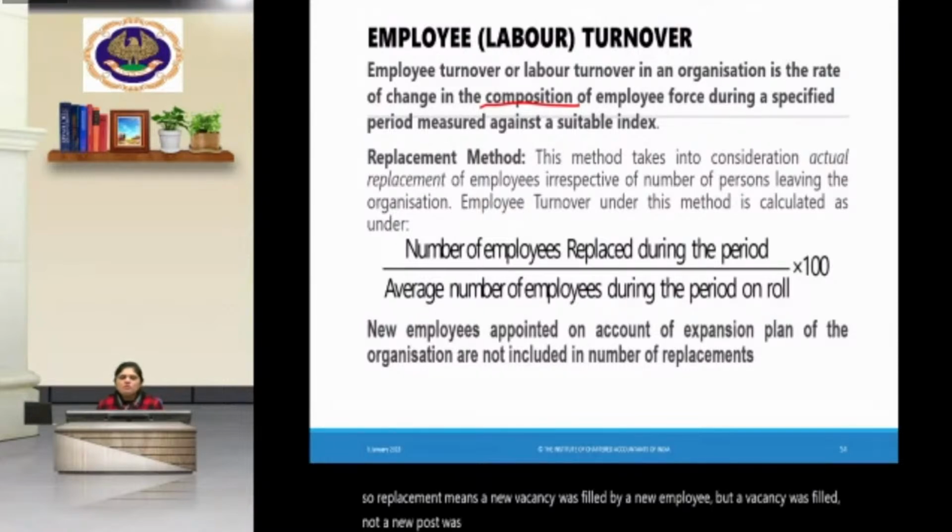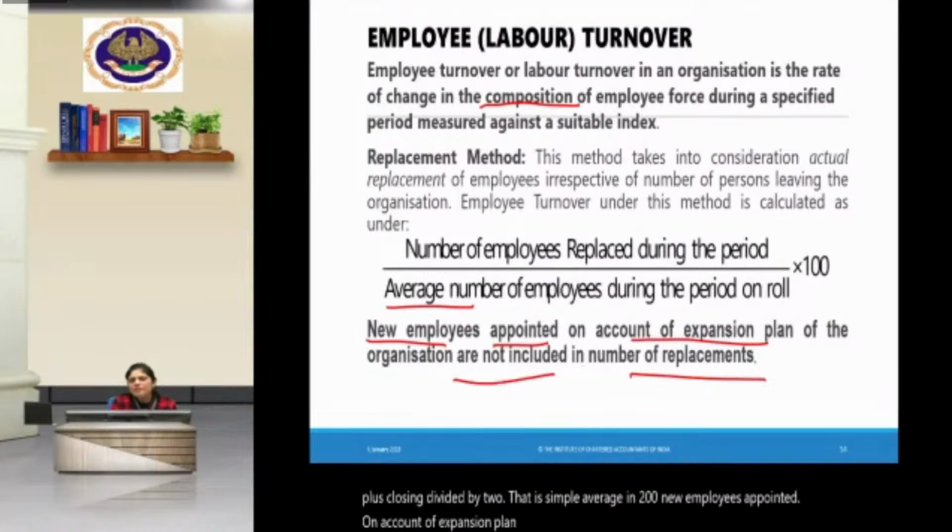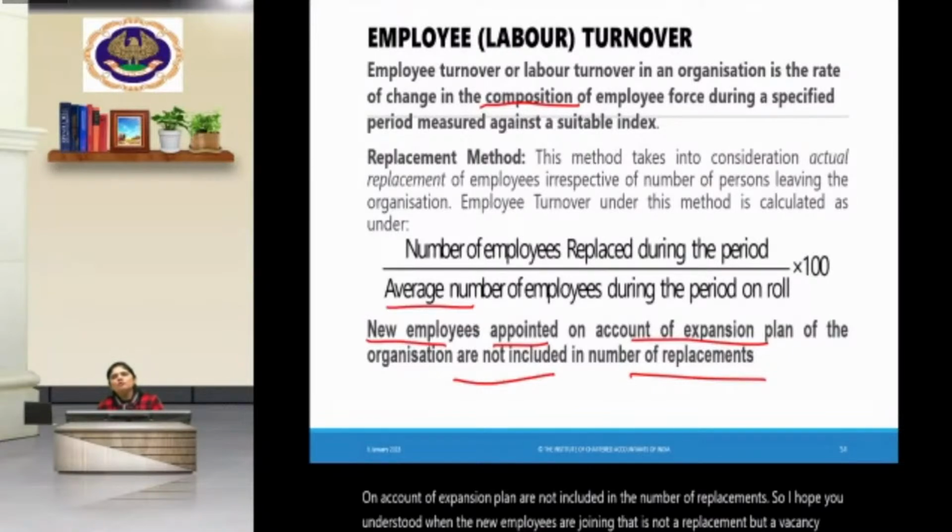All right. So the number of employees replaced during the period, over the average number of employees on roll during the period. So the average number means opening plus closing divided by 2. That is the simple average, into 100. New employees appointed on account of an expansion plan are not included in the number of replacements. So I hope you understood. Now, when new employees are joining, that is not a replacement, but when a vacancy is filled by a new employee, that is a replacement. Clear? So I just give the example of Mr.